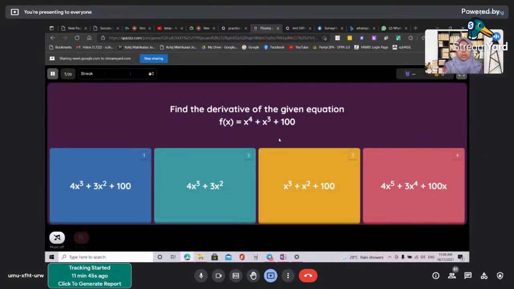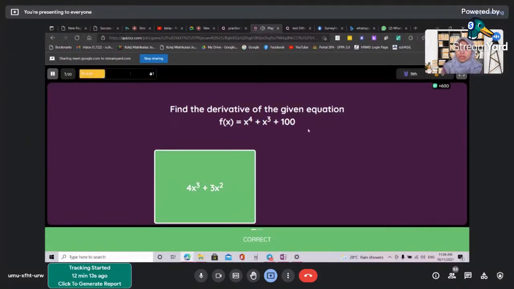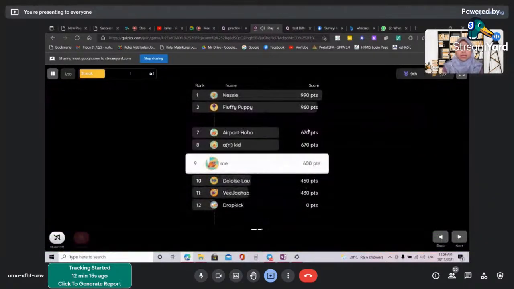Okay, so we recall the basic rules for differentiation. If you want to differentiate f(x), can you give me the right answer for this question? Number two. Okay, good. So this is only basic.